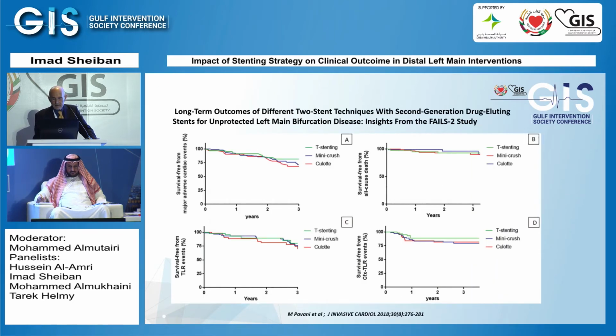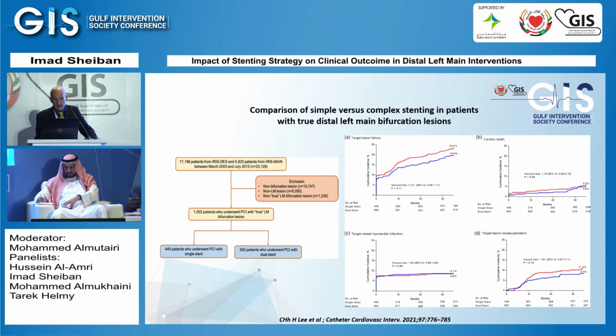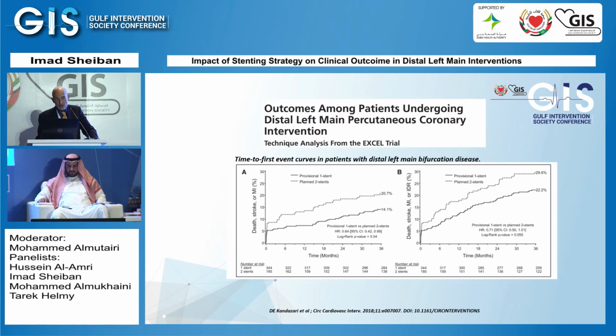Again, another study comparing T stenting, mini crush, and culotte did not find any difference between strategies in terms of clinical outcome, that means in survival free of target lesion revascularization, as well as mortality and myocardial infarction. Now, simple stenting, that means one stent versus two stents, again not showing differences between the approaches.